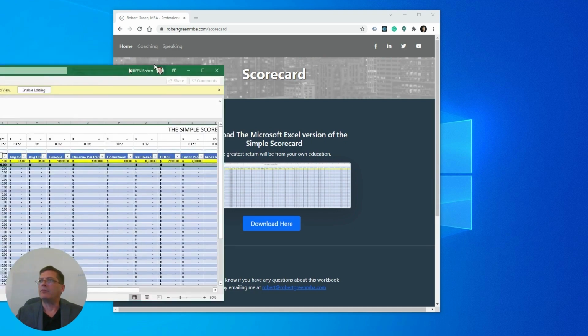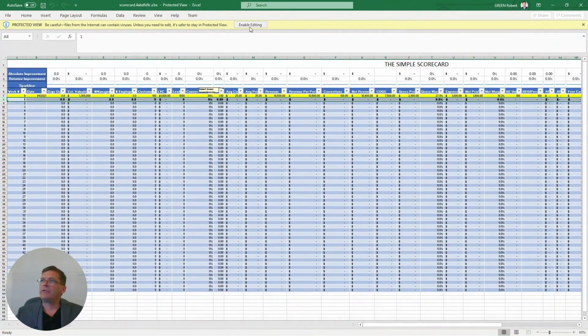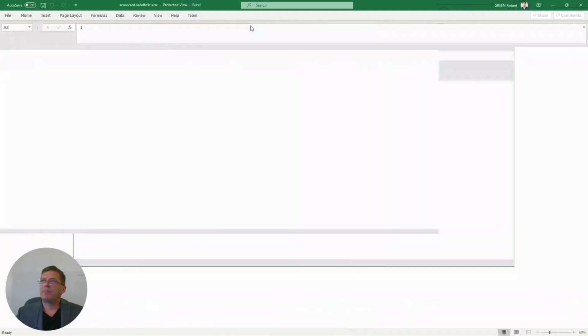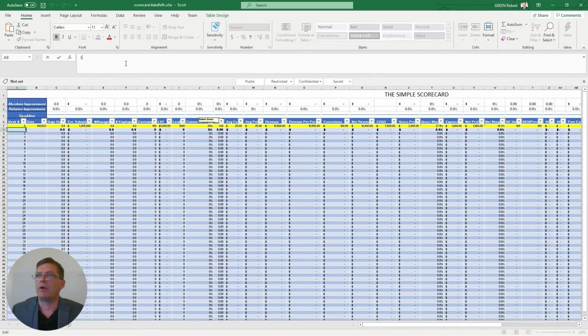I'll bring it into view here. First thing that we'll need to do is enable editing. This spreadsheet is yours at this point, and you are able to document anything that you want or change anything that you want in this spreadsheet. I'm going to go through this column by column to show you exactly what we have available to us.